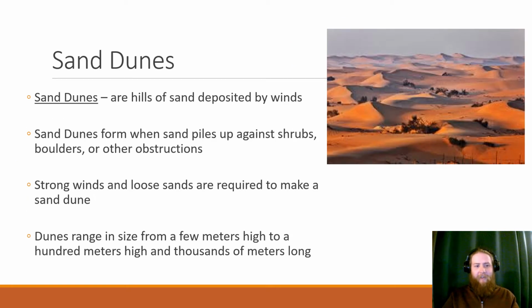Sand dunes. These are hills of sand that have been deposited by winds. They form when sands pile up against shrubs, boulders, or any other obstruction. And to get a sand dune, you have to have very strong winds and a lot of loose sand. These are the ingredients for a sand dune. And sand dunes, like loess, range in size from a few meters high to hundreds of meters high and thousands of meters long. They can be very large structures.